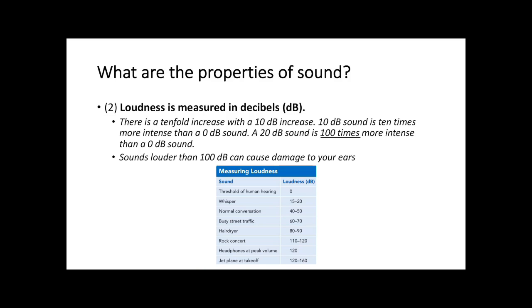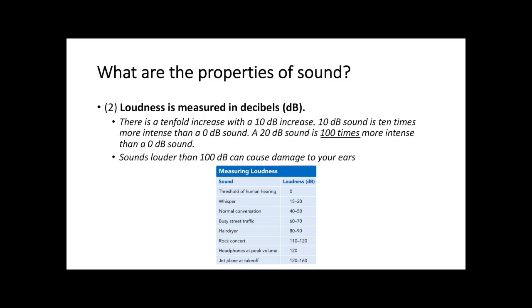And finally, it's important to note that loudness is measured in something called decibels, or dB. There's a tenfold increase anytime you go up by 10 decibels. This means a 10 decibel sound is 10 times more intense than a 0 decibel sound, and so on. Also important to remember that sounds louder than 100 decibels can cause damage to your ears.